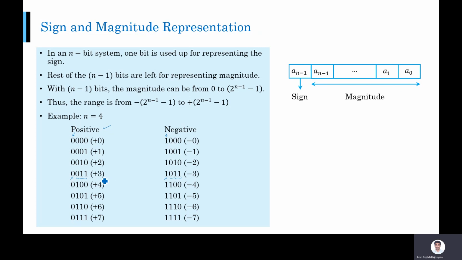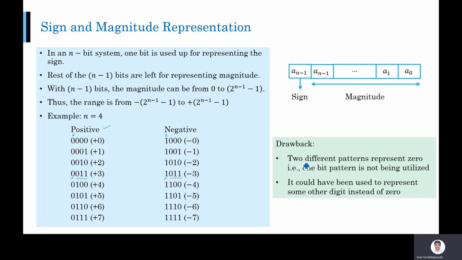When it is 0, it is +3. Okay. So what is the drawback then? The drawback is there are two different patterns to represent 0. That means one bit pattern is not being utilized. Right? For example, as is shown here for a 4-bit case. For 0, 1 0 0 0 is also 0. 0 0 0 0 is also 0.